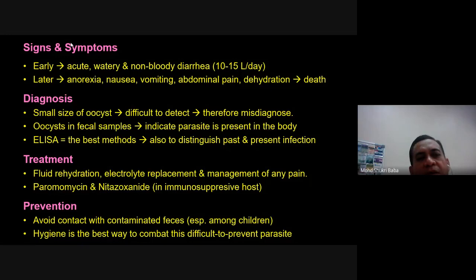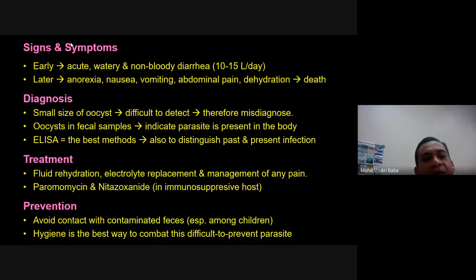Oocysts in a fecal sample indicate the parasite is present in the body. So when you find oocysts in the stool sample, it directly indicates that Cryptosporidium parvum or Cryptosporidium hominis is present in your body. You might also have an ELISA test, which is so far considered the best method. ELISA can also be used to distinguish past and present infection, so this is a very good test for this disease.